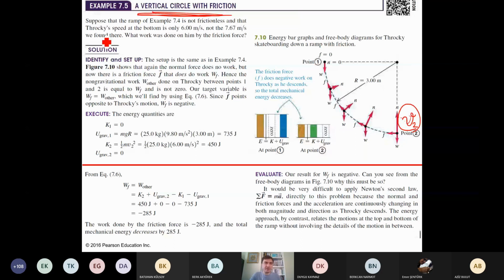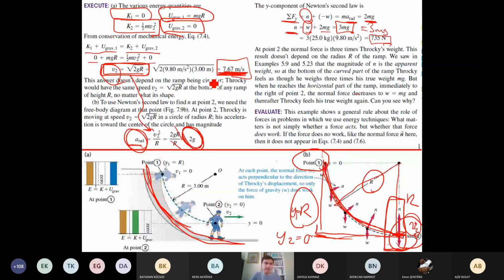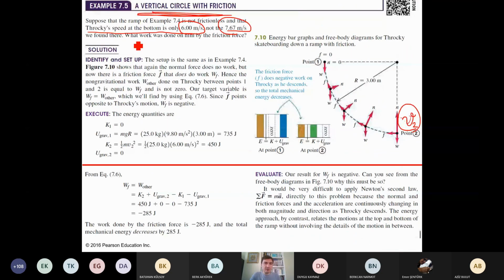It is given here that the child's speed at the bottom is only 6 meters per second, and what it was 7.67 in the first case, if the friction is 0. Okay, what work was done on the child by the friction force? Then you can write this expression again: initial kinetic energy, initial gravitational potential energy, final kinetic energy, since velocity is changed, and final gravitational potential energy. If you choose that y2 is 0, if it is origin, then the gravitational potential energy is 0.